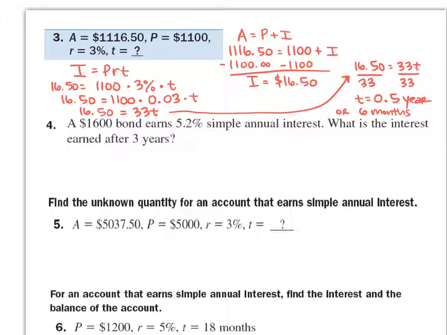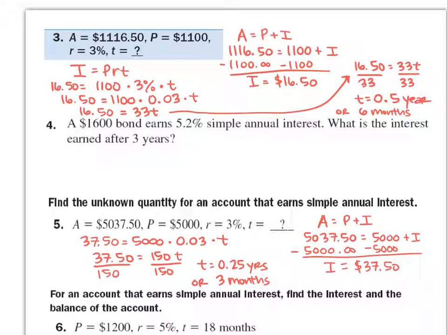All right. Why don't you take a minute now and pause the video and try number 5. All right, so go ahead and check your answers with what I did. I first figured out how much interest I made over here. And so I did that by subtracting what I ended with minus what I started with. So the interest is $37.50. So you'll notice that got plugged in there because, again, I'm using my equation, I equals PRT. And I plugged in P and I plugged in R, and then I solved for T. So the correct answer is T equals 0.25 years or 3 months.